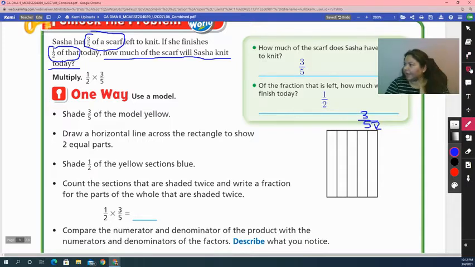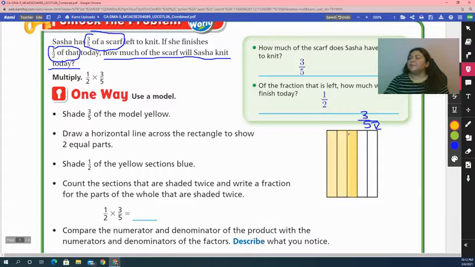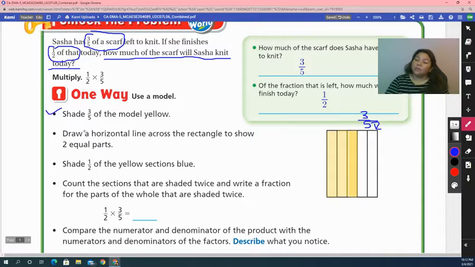I'm going to get my highlighter, and I'm going to shade 3 out of those 5 columns. Here we go with 1, 2, 3. I didn't shade that very well, so I'm going to shade it again. So I have shaded 3 out of 5 columns. I completed my first step right here. Now we're going to draw a horizontal line across the rectangle to show 2 equal parts. Why am I showing 2 equal parts? Think about it. Why do I want to draw a line here to show 2 equal parts?